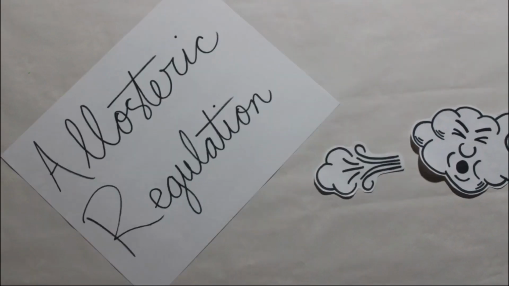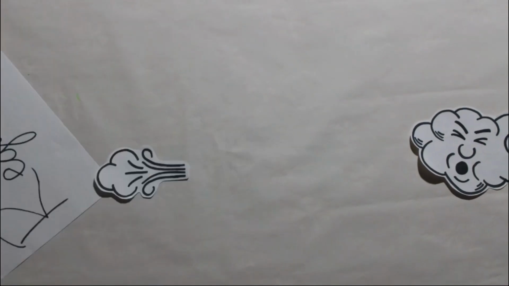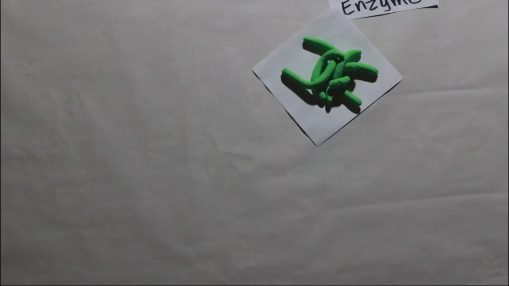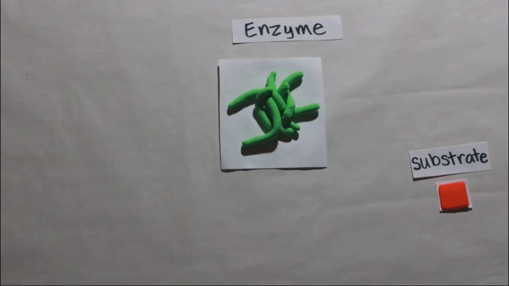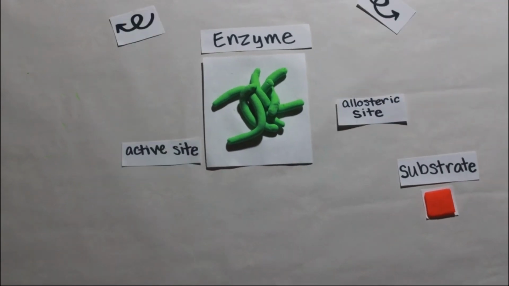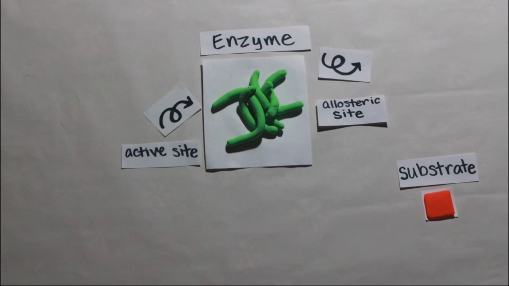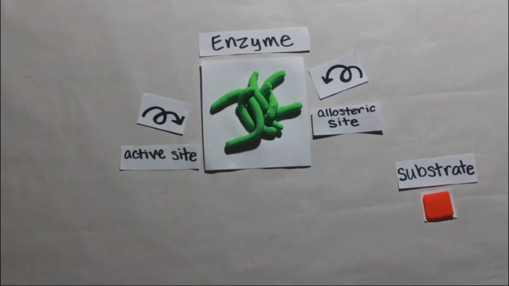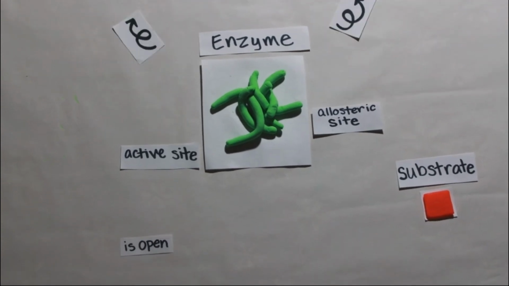Allosteric regulation is when molecules bind through non-covalent interactions to an allosteric site, which changes the shape and function of the active site. This may result in inhibition or stimulation of the enzyme's activity. Allosteric enzymes have two binding sites, the active site and the allosteric site.